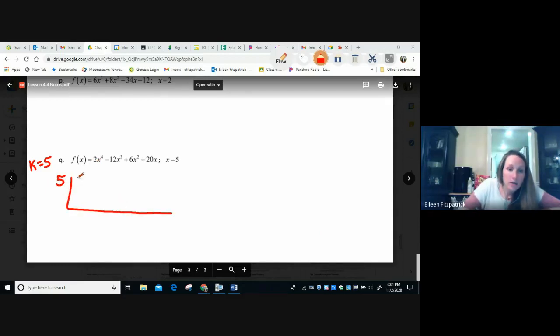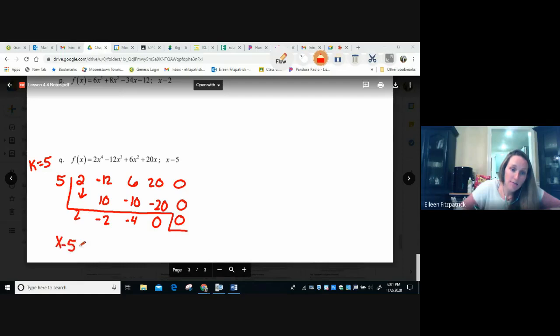So I'm left with 2, negative 12, 6, 20, and then the constant 0 is missing. Drop the 2 to get a 10, add to get a negative 2, multiply to get a negative 10, add to get a negative 4, multiply to get a negative 20, add to get a 0, multiply to get a 0, add to get a 0. Okay, so far I showed that x minus 5 is a factor.